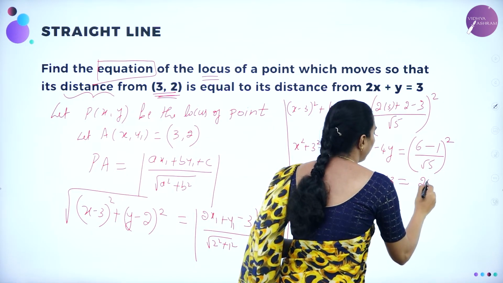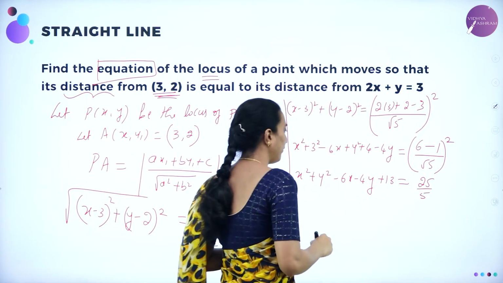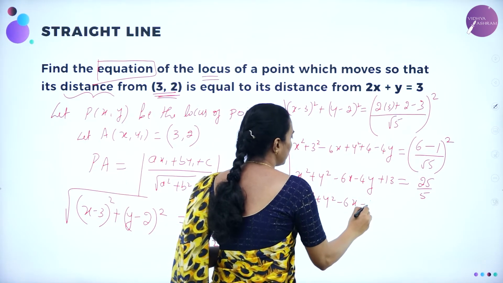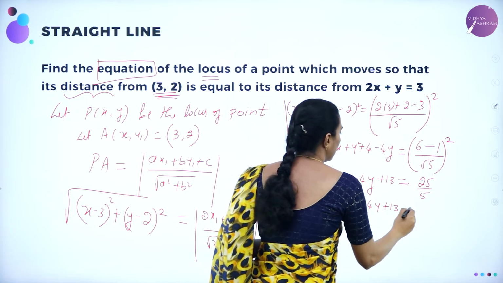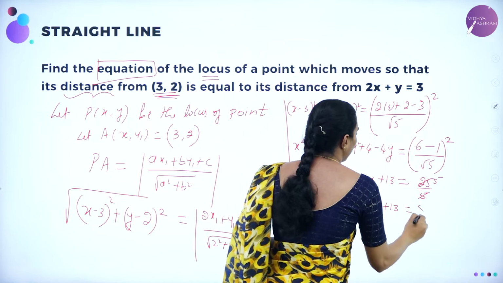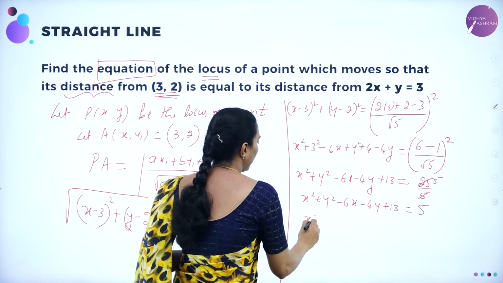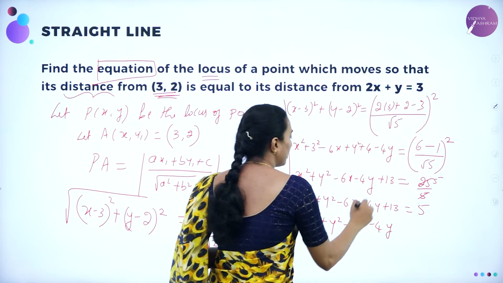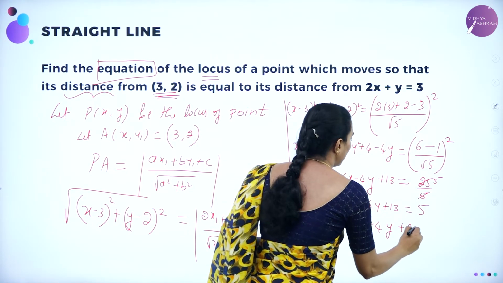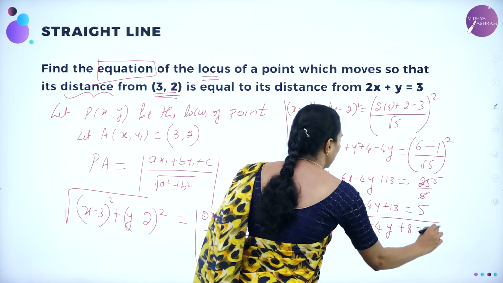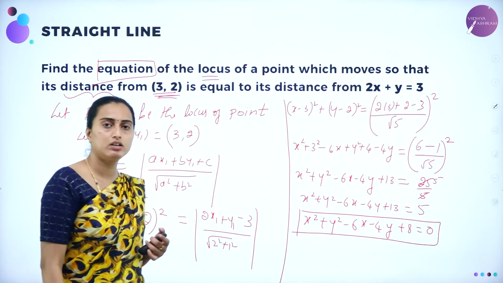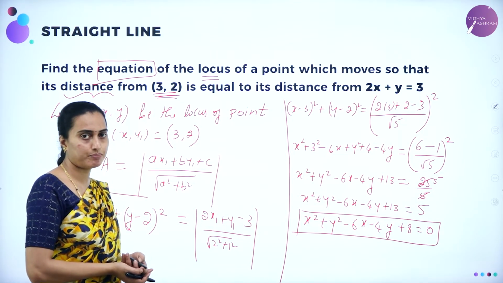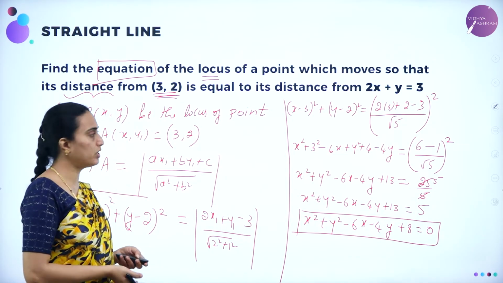Root 5 whole squared is 5, which will be x squared plus y squared minus 6x minus 4y plus 13 is equal to 1 by 5, and then multiplying by the 5 gives 5. Bringing 5 to this side, x squared plus y squared minus 6x minus 4y, so 13 minus 5 is plus 8 equal to 0. This is called the equation of that locus. Understood? So this is how you are solving this question, dears. We'll move on to the next question.